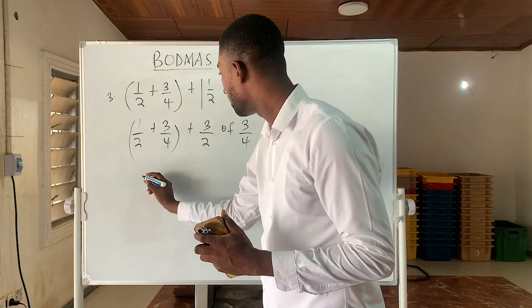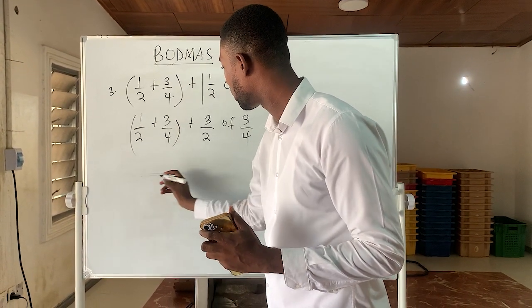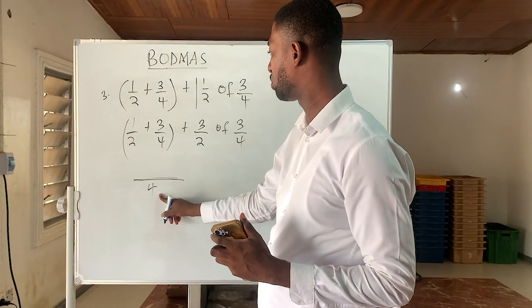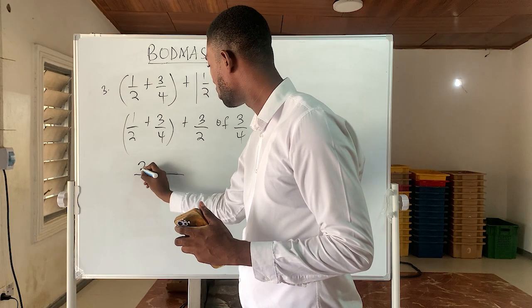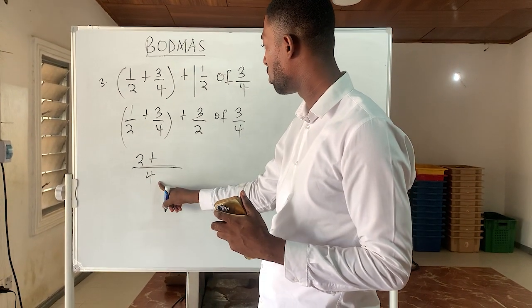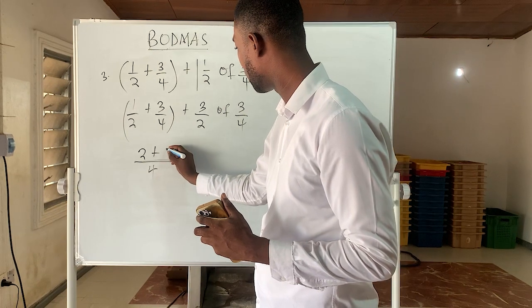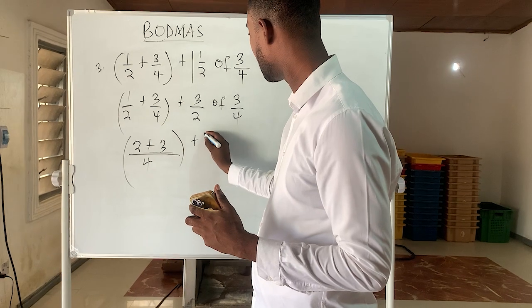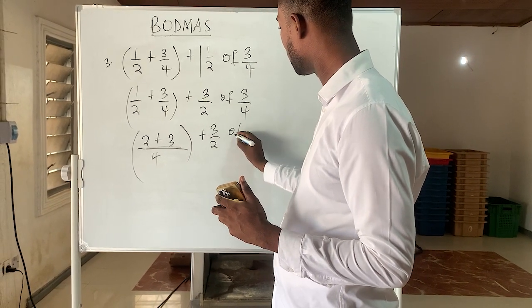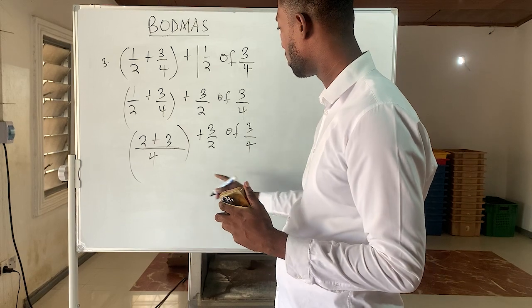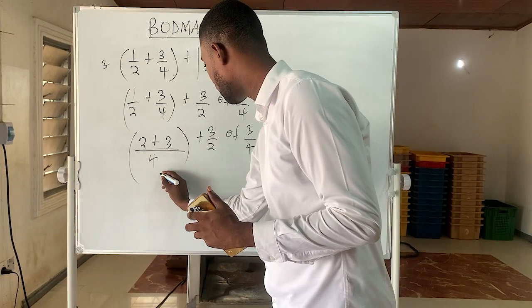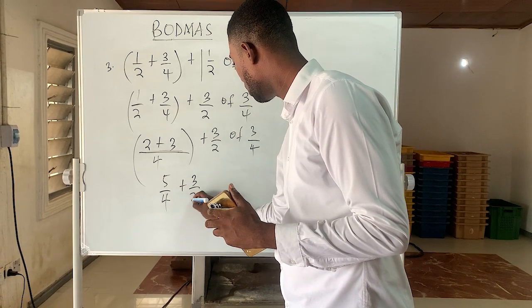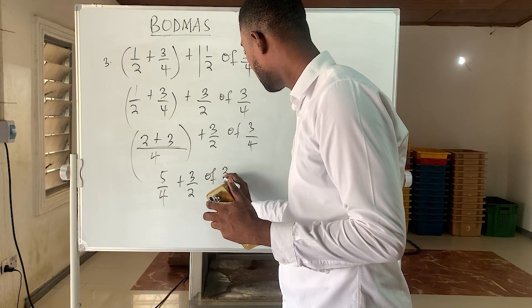So here, when you find the LCM, you are going to have 4. 2 goes into 4 how many times? 2 times. 2 times 1 is 2. Plus 4 goes into 4 1 times 3 is 3. So this is in the bracket, plus 3 over 2 of 3 over 4. Now this is going to produce an answer of 5 over 4 plus 3 over 2 of 3 over 4.